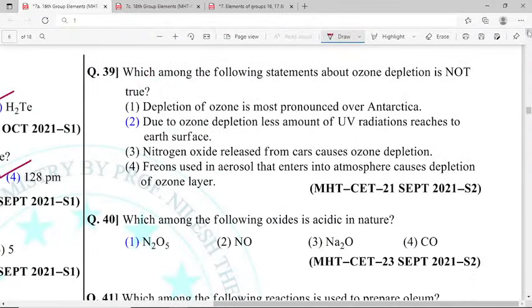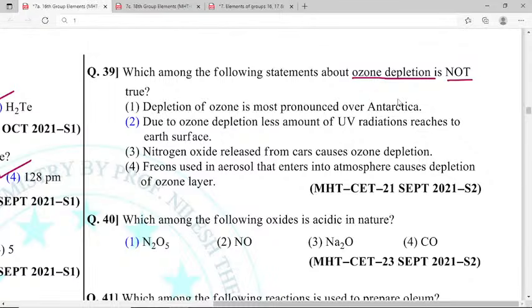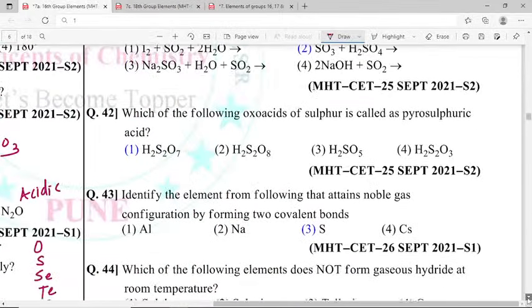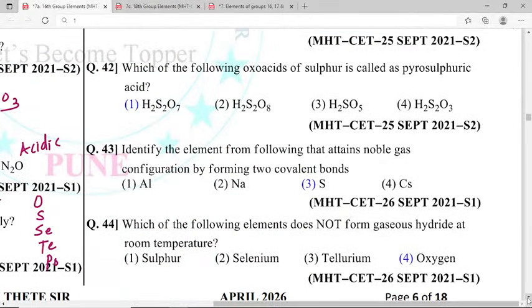Next question. Which among the following statement about ozone depletion is not true? Yes, Po. Po stands for polonium. Correct. Oxygen, sulfur, selenium, tellurium, polonium.